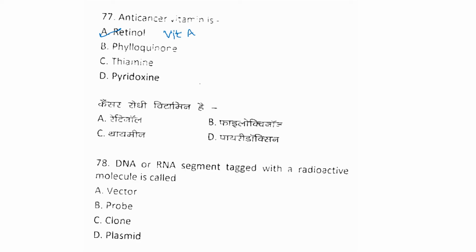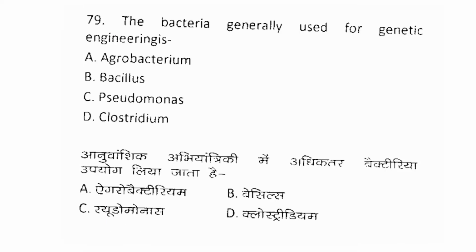Next question is: a DNA or RNA segment tagged with a radioactive molecule is called vector, probe, clone, plasmid. So plasmid we know is the extra-chromosomal DNA present in the bacteria. Vector is used as a cloning vehicle. Clone is that DNA fragment in which the foreign DNA has been inserted. So when a DNA or an RNA segment is tagged with a radioactive molecule, then it is called a probe. Answer is B.